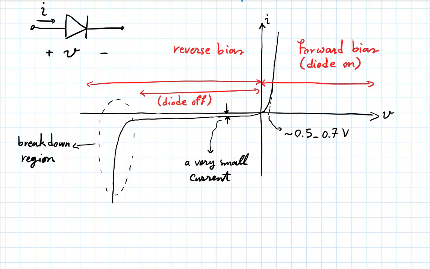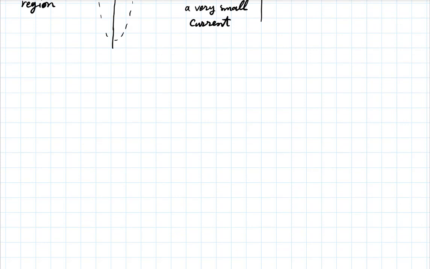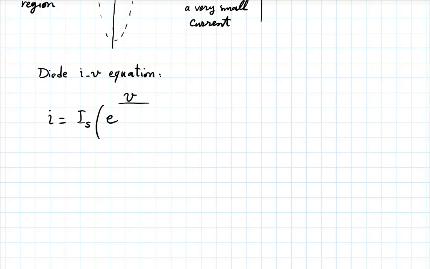So let me give you the formula that describes a good chunk of this curve. The current as a function of voltage is essentially this: some parameter times an exponential of V over what you call a thermal voltage.